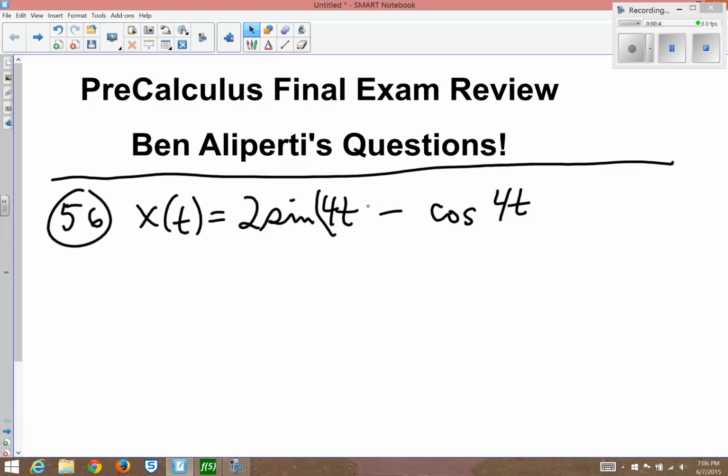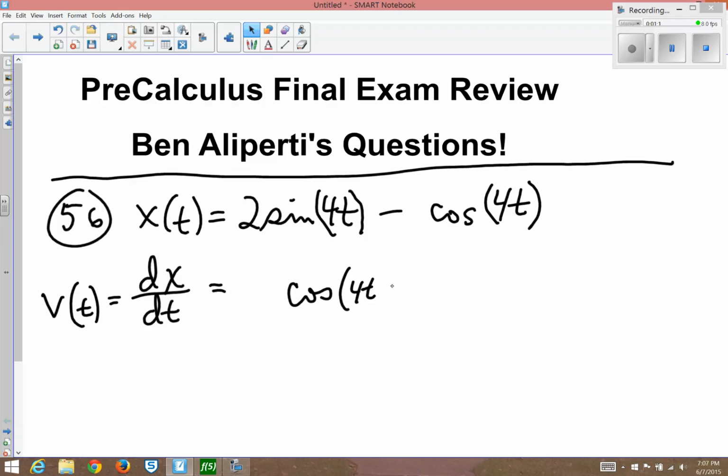I'm going to put some parentheses here that are not required. When we find the derivative of the position with respect to time, that is called the velocity. The position is given. The derivative of the sine of something is the cosine of the same thing times the derivative of what's in the parentheses, so times 4. But there's already a 2 here, so we get an 8. This is called the chain rule. The derivative of sine 4t is cosine 4t times 4.